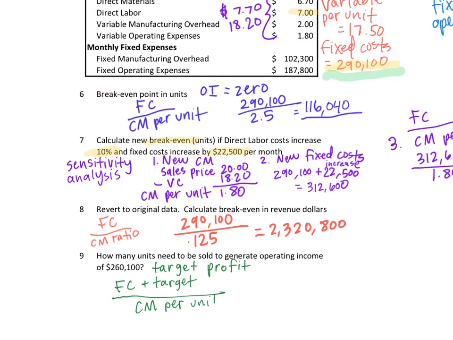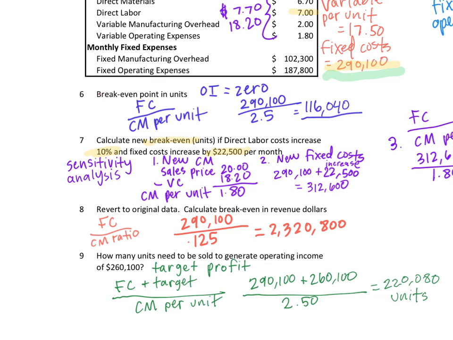So let's go ahead and plug our figures in. Fixed costs are $290,100. Our target profit is $260,100, and we're going to divide that sum by our contribution margin per unit, which is 2.5. The result of that calculation gives us 220,080 units. That means that in order to generate exactly $260,100 of operating income, Johnny's Manufacturing must sell this level of units.